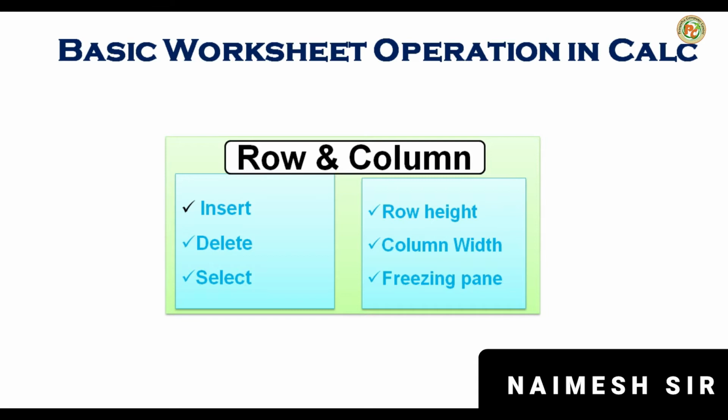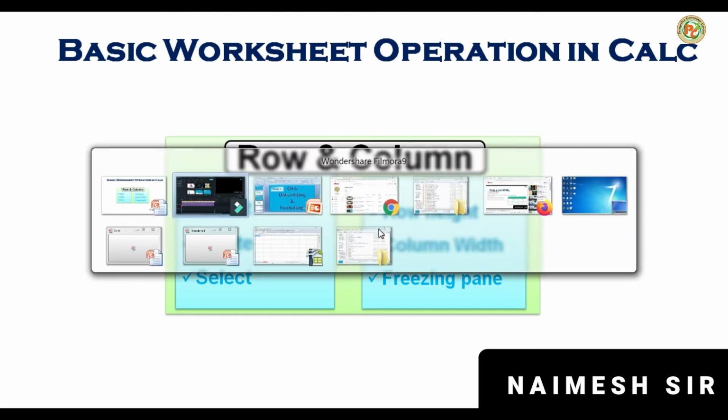So in this session we are working on 6 topics. First, how to insert rows and columns, how to delete rows and columns, how to select multiple rows and columns. Then we learn how to change the row height and column width, and how to freeze the pane. So to do these operations we have to open Calc first.